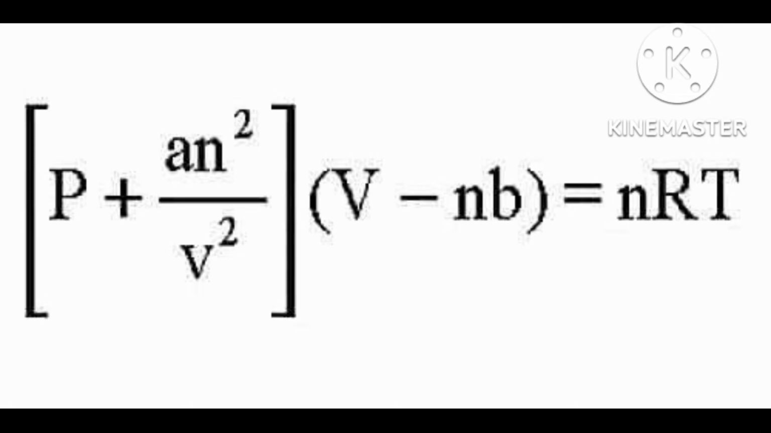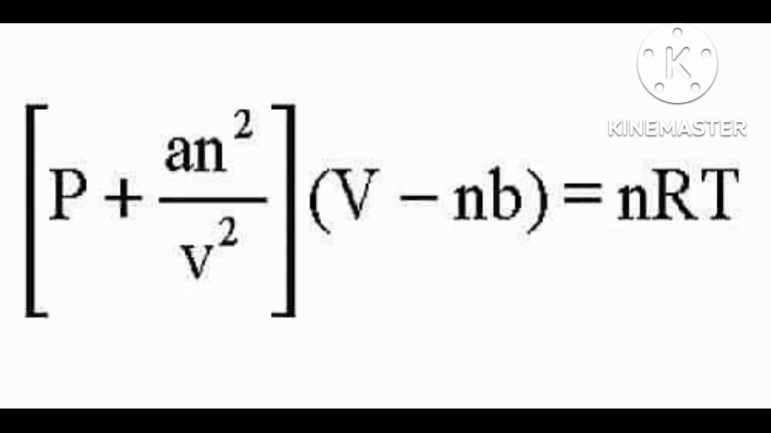If assumption B, the second assumption, that the volume of the molecules of a gas is negligibly small in comparison to the space occupied by the gas, this also is not fully correct.